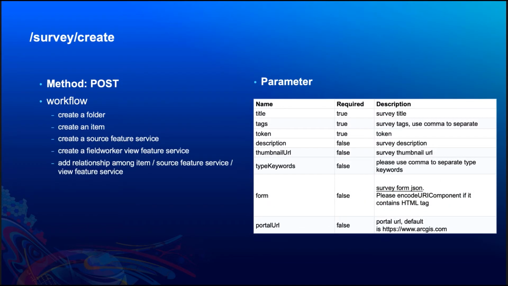Create endpoint. This endpoint will help you to create a survey, including creating a folder, an item on ArcGIS Online or in your enterprise, creating a source feature service, and a view feature service for field workers, and also adding a relationship among the item, source feature service, and view feature service. You can just set title and text. That's it. The endpoint will help you to create a survey.